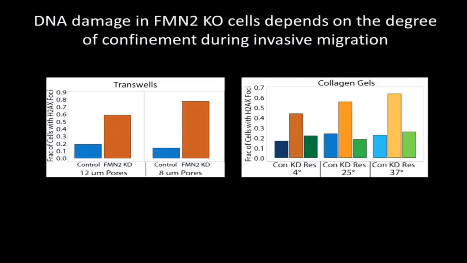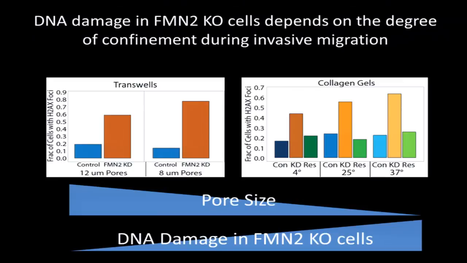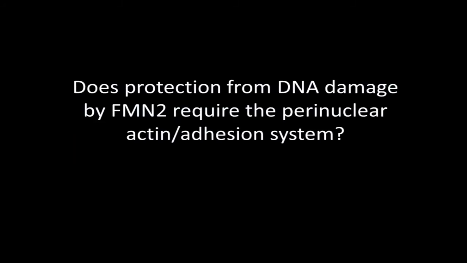We can do the same kind of trick with collagen. If you polymerize collagen at different temperatures, the higher the temperature that you polymerize it, the lower the porosity of the collagen. And this has been characterized years ago. This is a well-known thing for pure collagen in vitro. So as you decrease the porosity of the matrix that the cell's in, you get an increase in DNA damage in the absence of this formin that makes this actin structure.